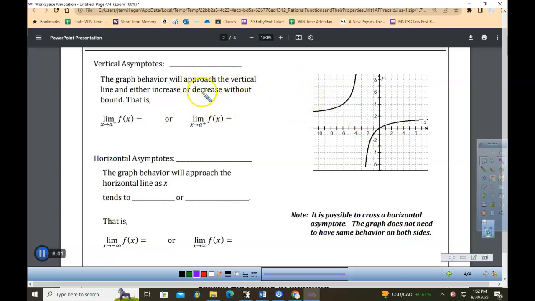So, the graph will approach a vertical line and either increase or decrease without bound. That is, if I have a vertical asymptote of x equals a, then my limit as x approaches a from the left side will be either positive or negative infinity. An asymptote means it's going to go off to either positive or negative infinity, and from the right side it'll also be positive or negative infinity.